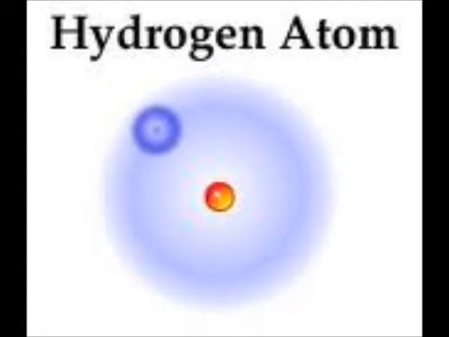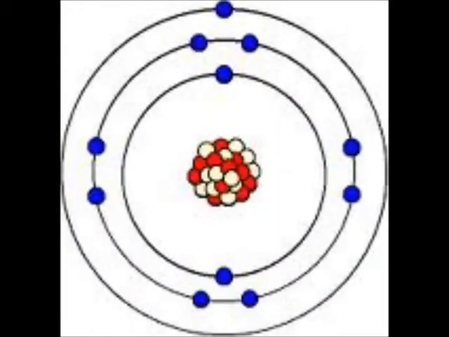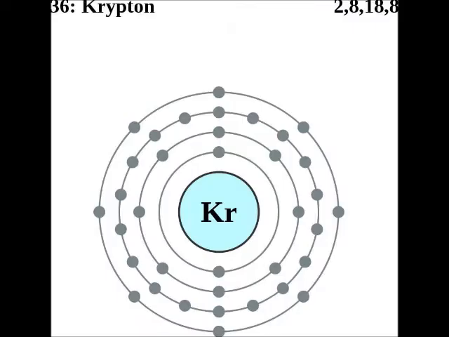Atoms are indivisible and indestructible. Atoms of the same element are identical. Atoms of different elements are somehow unique. Atoms combine in simple whole number ratios, and he listed the elements in order of increasing mass. His atomic model is a circle.